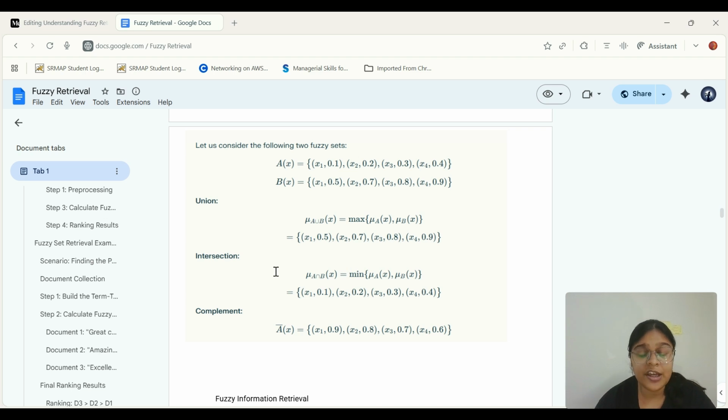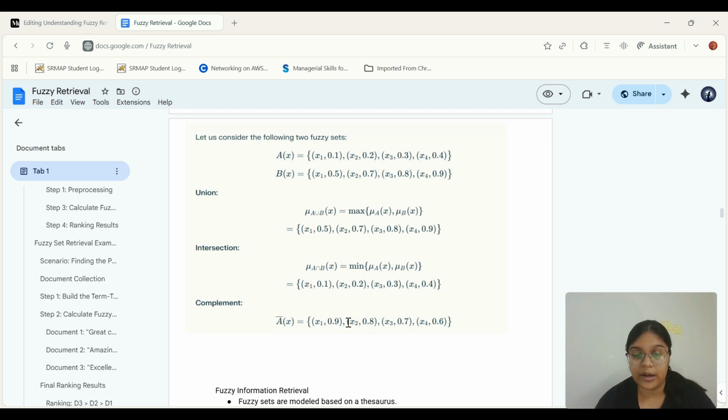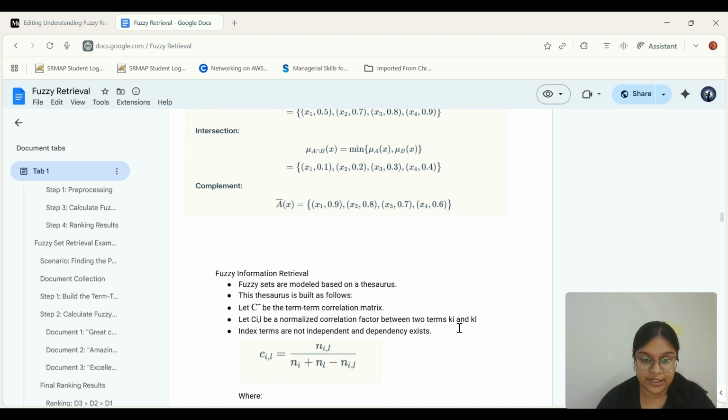For intersection, we do the same, like we find the minimum of both the terms and see which one is minimum. Of course, the A set will come because that was left out, and this already had the max values, so it will print the A set. And for complement, you just subtract it from 1. 1 minus 0.1 is 0.9, like 0.8 and then 0.7 and 0.6 we take.